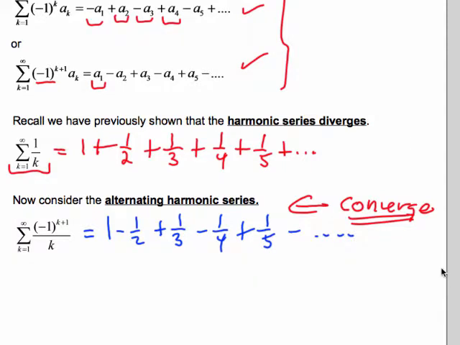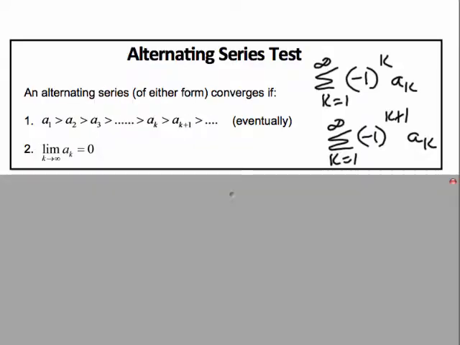which raises the question, how are we going to know whether an alternating series converges or not based on the tests we have? And so we have a new test for alternating series called the alternating series test, which says that if you're given an alternating series of either of the two forms we talked about, if you can show that the terms are decreasing, that's the positive part of the term is decreasing, after some point, so eventually, and if you can show that the limit of the kth term is zero, then you will know that the alternating series converges.